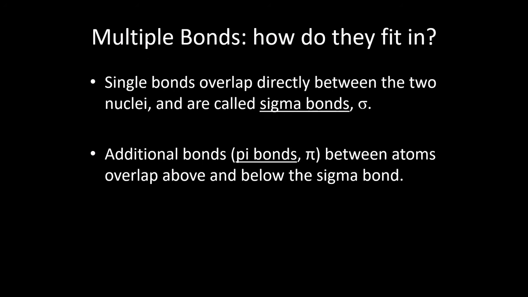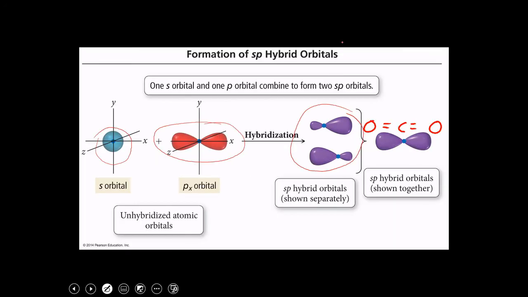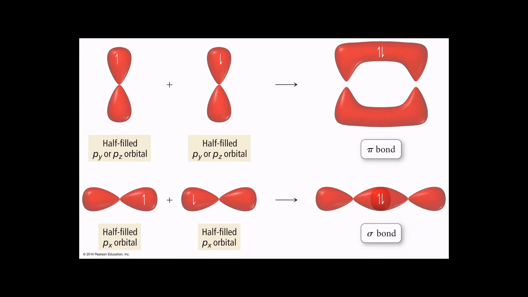how do multiple bonds fit into this? Because we were ignoring the fact that we had double or triple bonds in things like CO2, where we had this double bond here, but we only gave it one hybridized bond. If you go back here and look at that, we said, you know, we have a double bond to oxygen, but there's only one bond here. Where'd that second bond come from? Well, the second bond actually did come from the atomic orbitals.